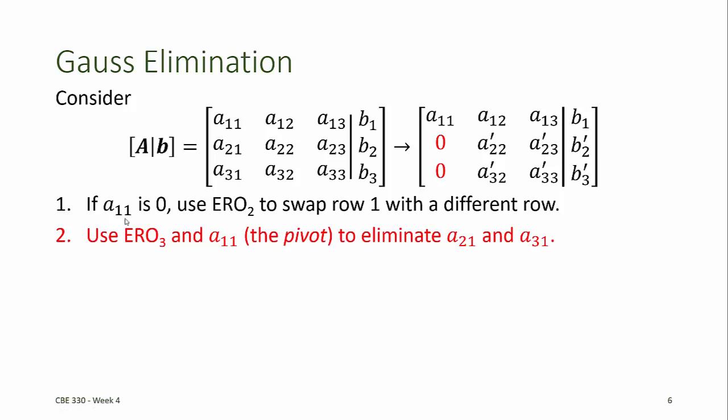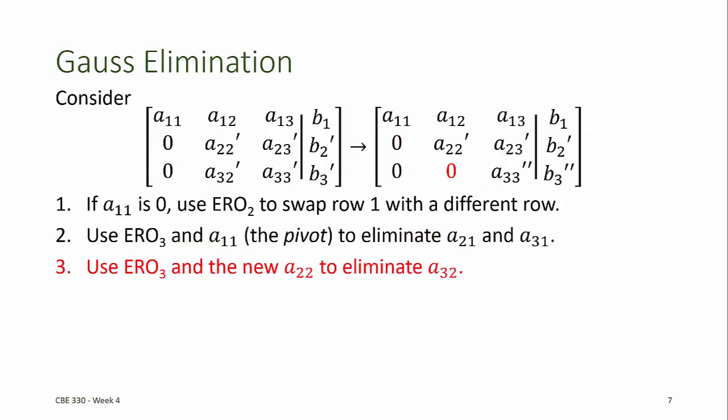If the upper left-hand element of the augmented matrix, A11, is 0, then we can use ERO2 to swap row 1 with a different row. But if A11 is non-zero, then we use the third elementary row operation and A11 as the pivot to eliminate A21 and A31. Then we use elementary row operation 3 again to eliminate all of the elements below A22. We continue eliminating all of the elements below the diagonal until we have an upper triangular matrix.